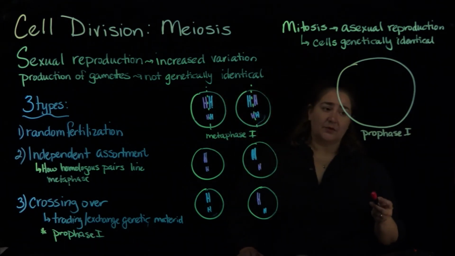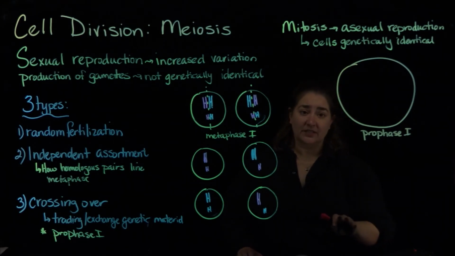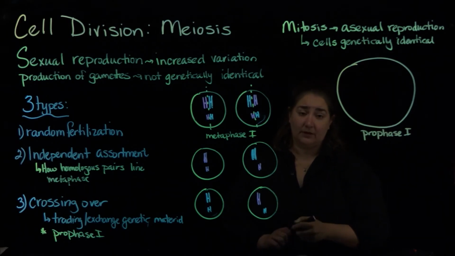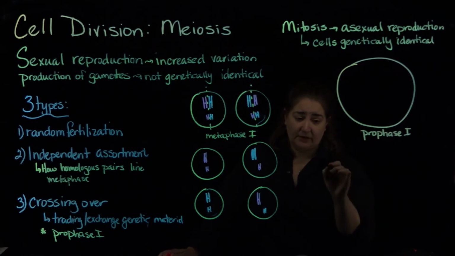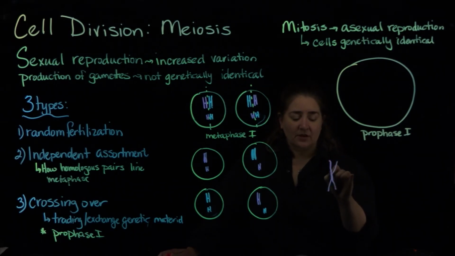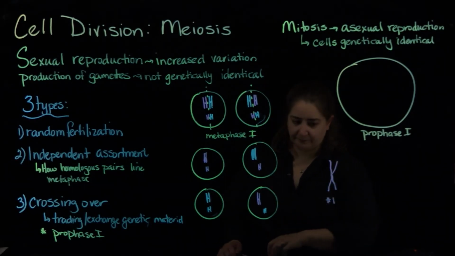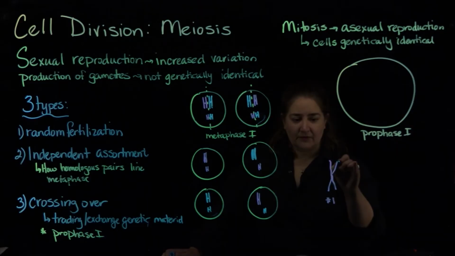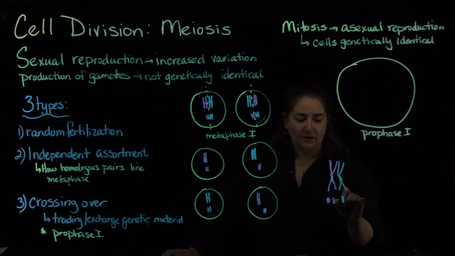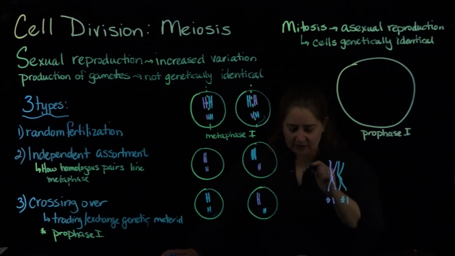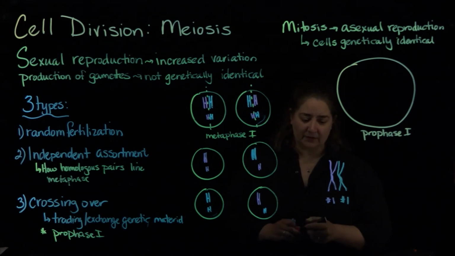What's going to happen? I'm going to draw this first here, and then I'll put it in our cell. What we're going to have happen is we've got chromosome number 1 from mom, and we've got chromosome number 1 from dad. Now what's going to happen during prophase 1?